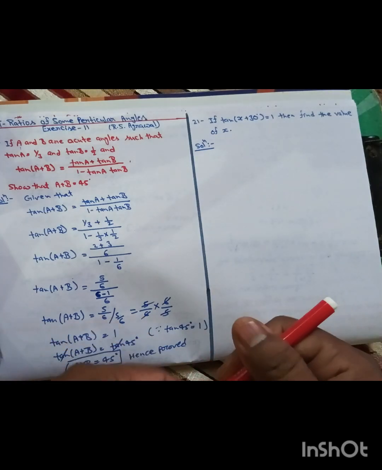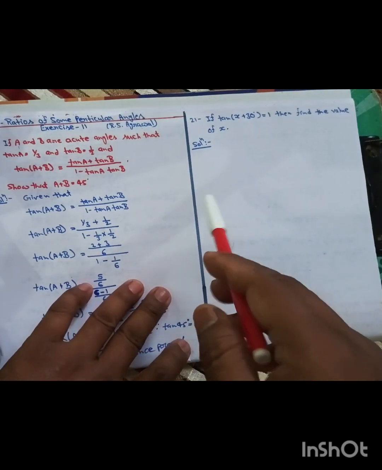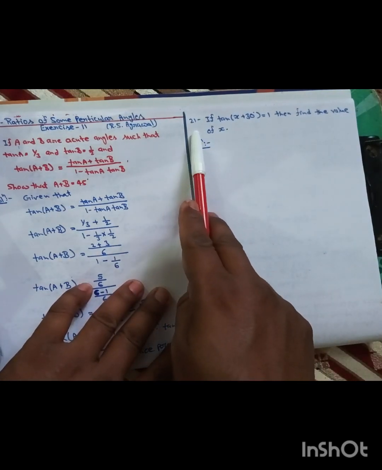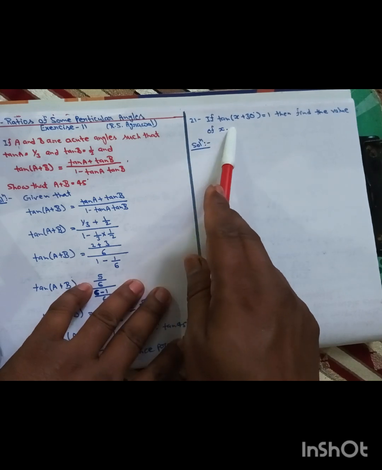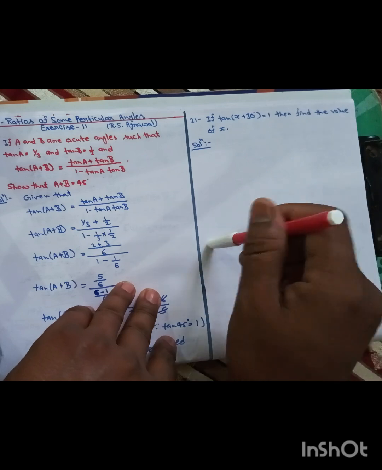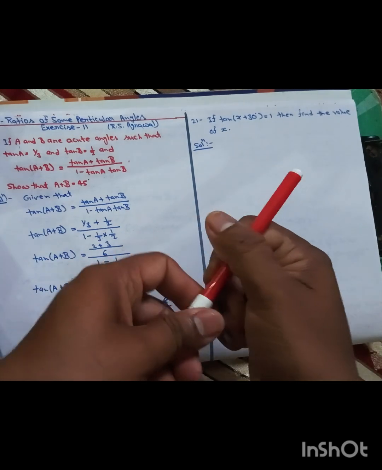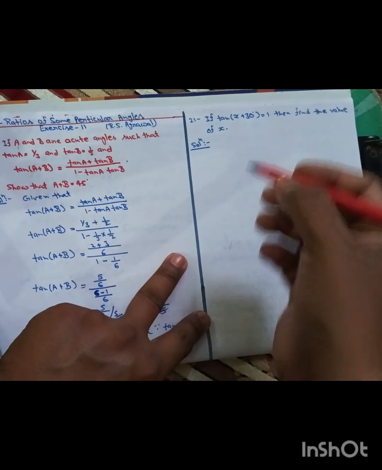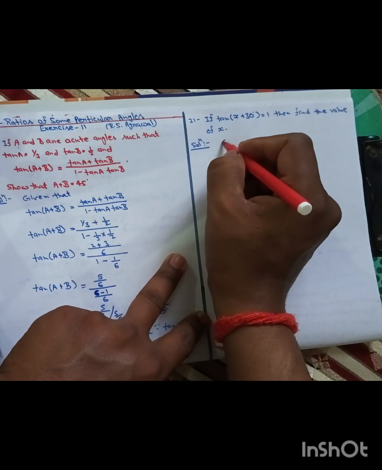So here I have taken the next question, and it is question number 21. It's given that if tan(x plus 30 degrees) is equal to 1, then find out the value of x. So here we have to find the value of x. We will solve it.